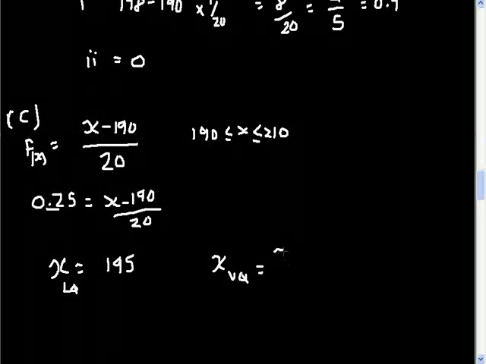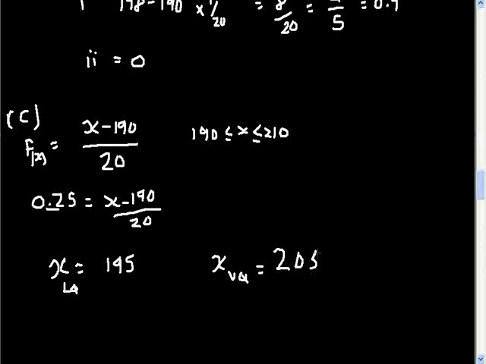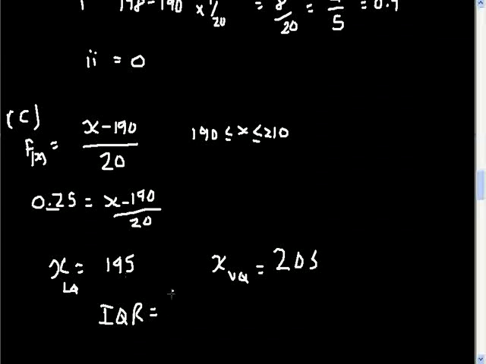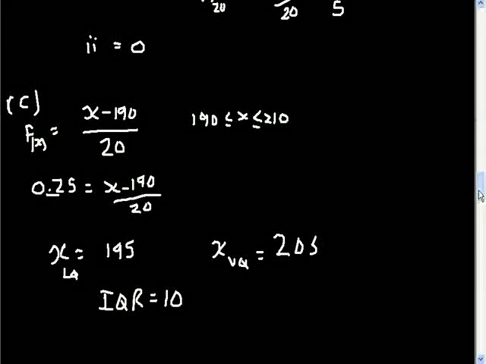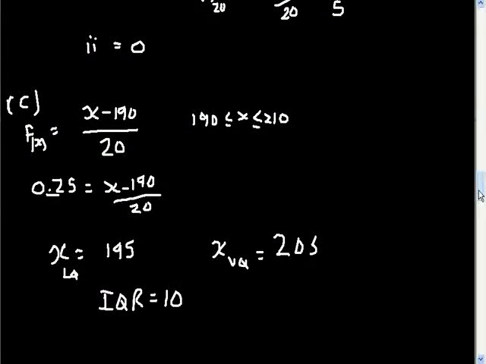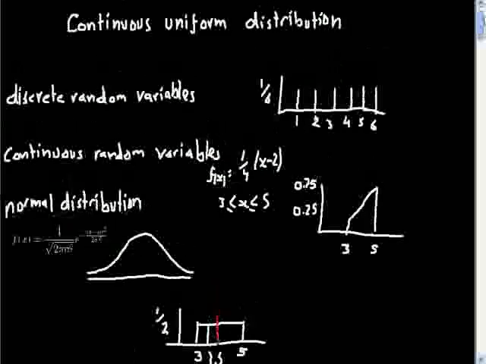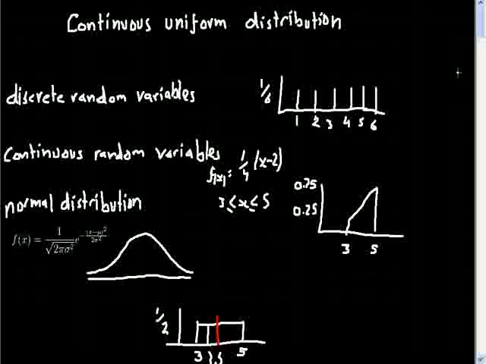If I do the same, but instead of 0.25 I put 0.75, I should get 205 for the upper quartile. You all know how to work out the interquartile range, which is the difference between these two, which is 10. So the interquartile range is 10. I've just turned to the answers page in the book, and I checked these answers, and they are right.